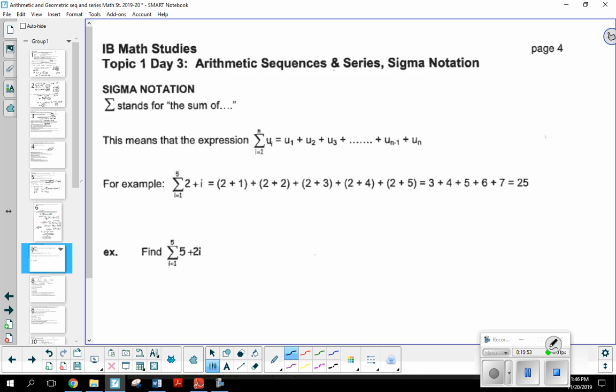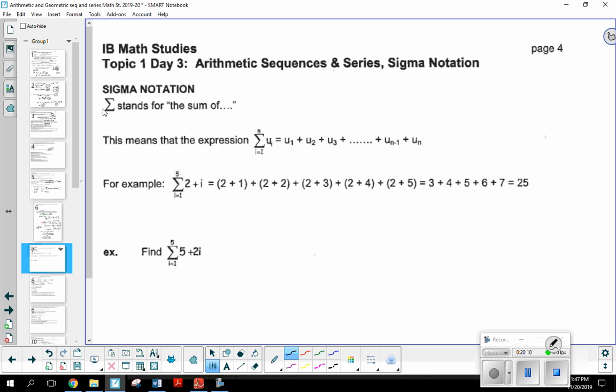Okay, and here we go. Our last topic for this lesson, sigma notation. So this symbol here, sigma, that represents summation. So whatever you see here, you know you're going to be adding a bunch of terms together. So one example has already been given to you.